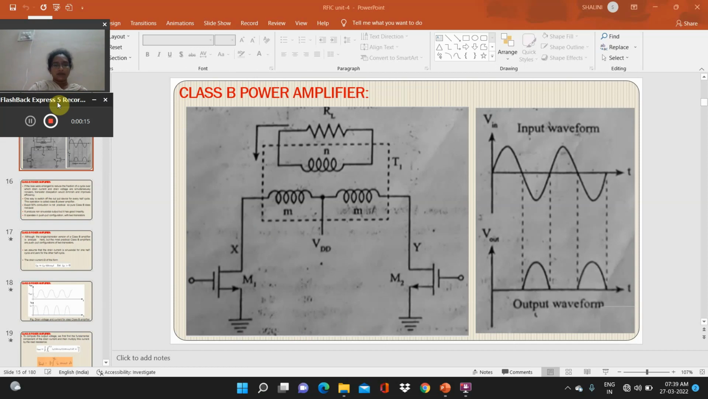Here the Class B power amplifier is given, and for that particular amplifier, the input waveform and the output waveforms will also be provided. The power supply, load resistance, transformer T1, VDD, M1, M2, all these are Class B power amplifier components. They are connected like this in the circuit.